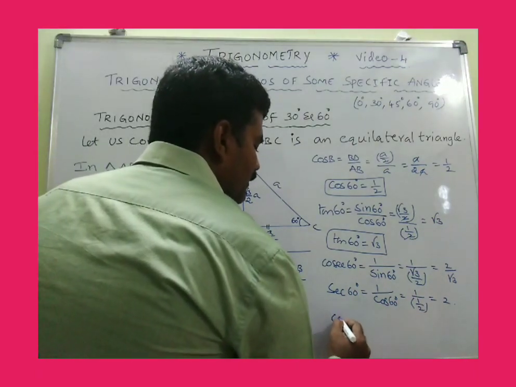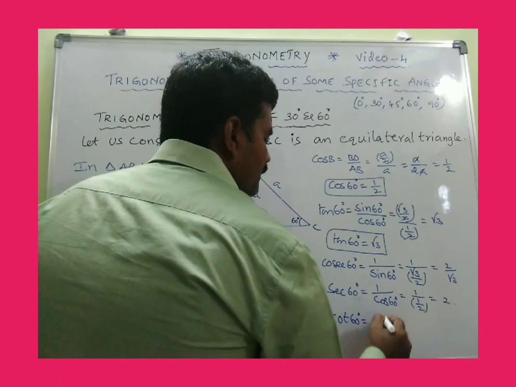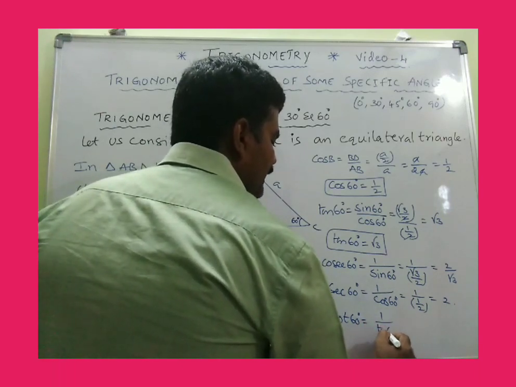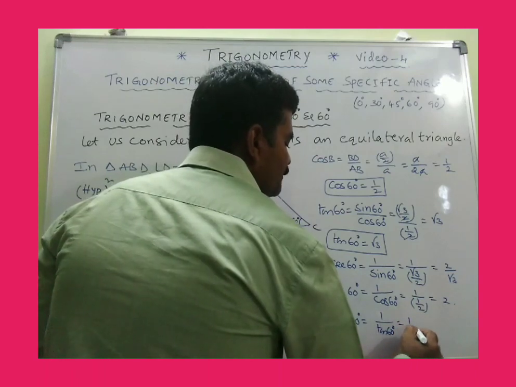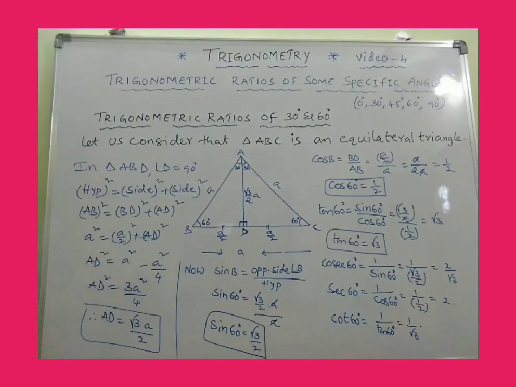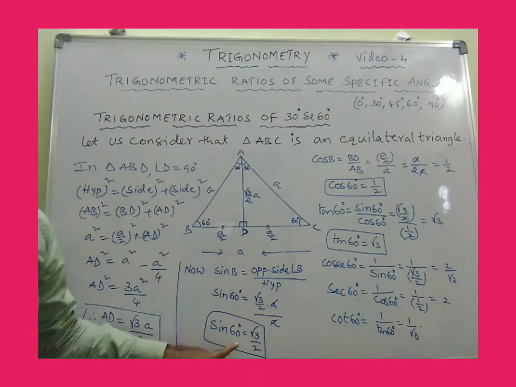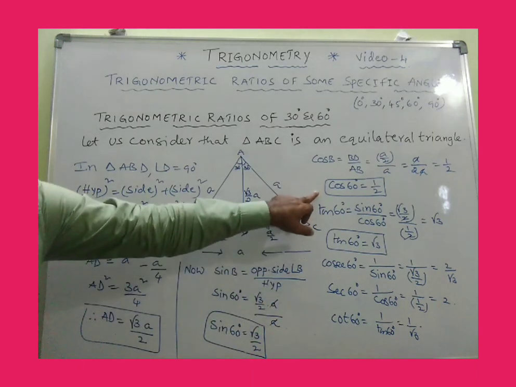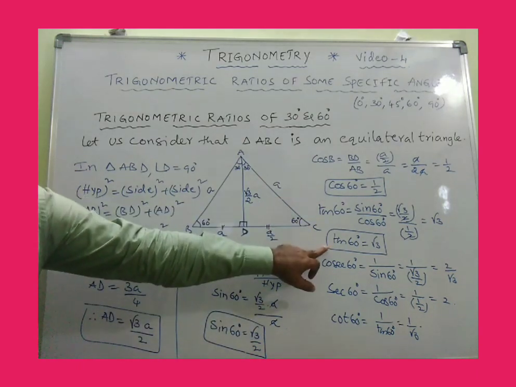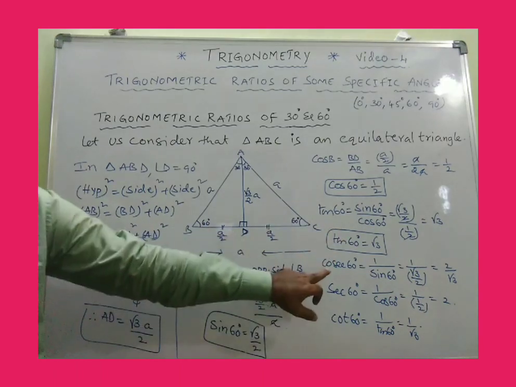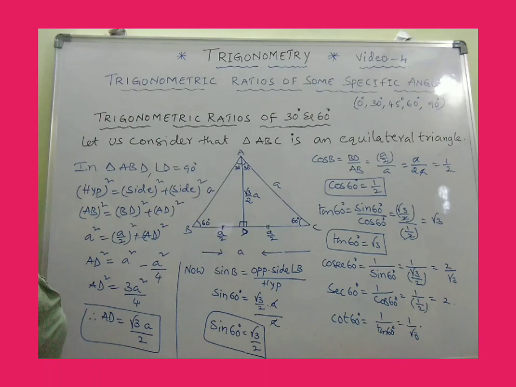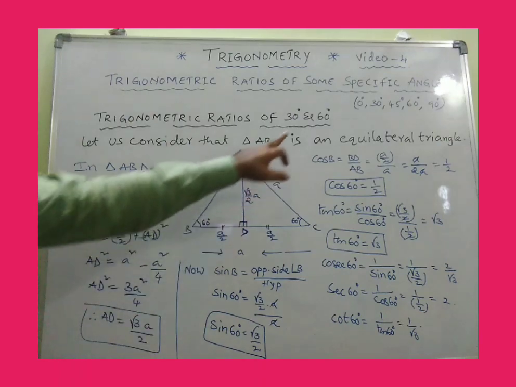And finally cot 60 degrees. How can we write cot? Cot can be written as 1 by tan, which value is 1 by root 3. So see children, once again, sine 60 degrees is root 3 by 2, cos 60 degrees is 1 by 2, tan 60 degrees is equal to root 3, cosecant 60 degrees is equal to 2 by root 3, secant 60 degrees is equal to 2, and cot 60 degrees is equal to 1 by root 3. So this is about all 60 degrees.